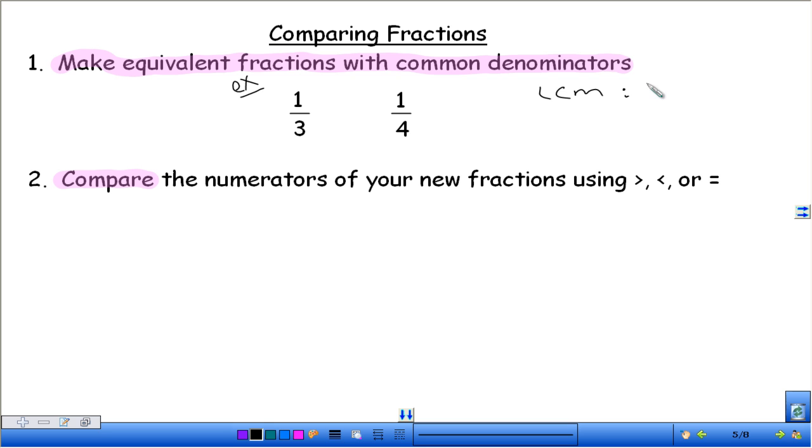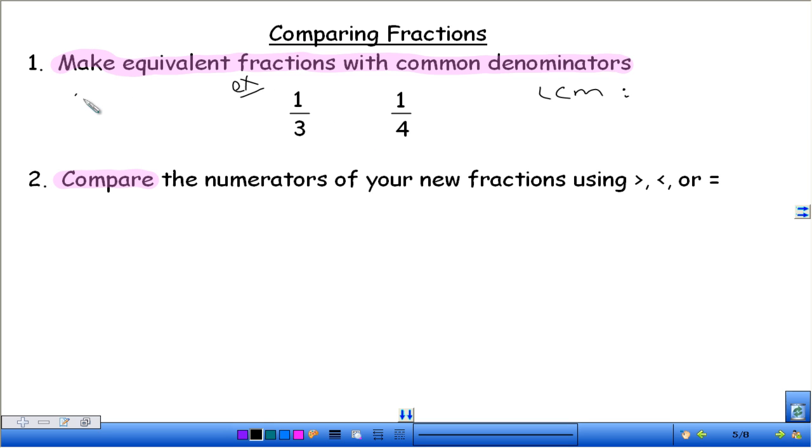Jamie? What's the smallest number that both 3 and 4 can divide into evenly? No, 1 can go into both of those. That would be your GCF. I want to know the least common multiple. What do you think? We did this. What's the least common multiple?